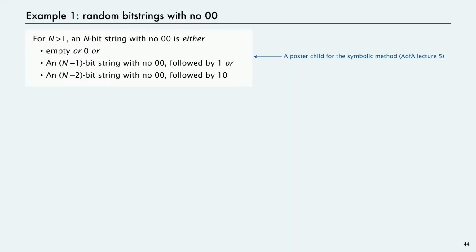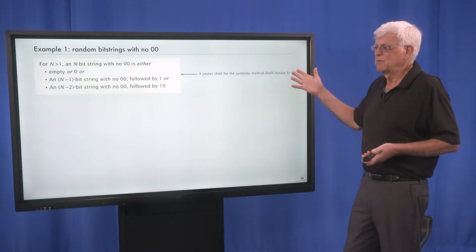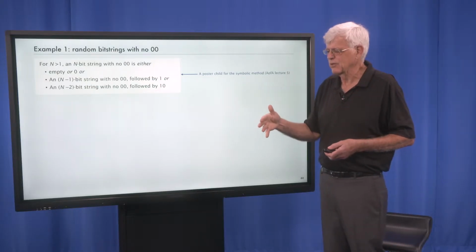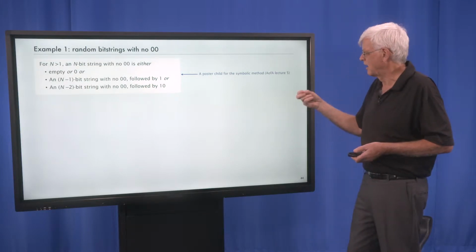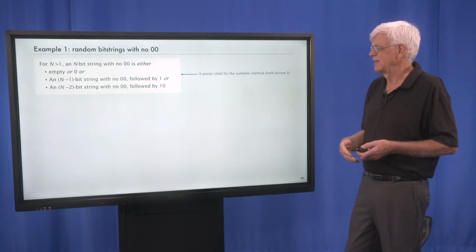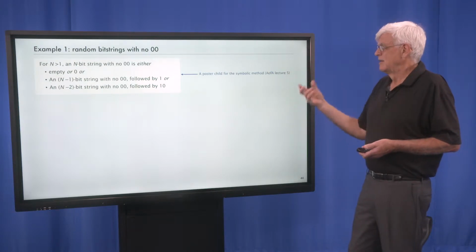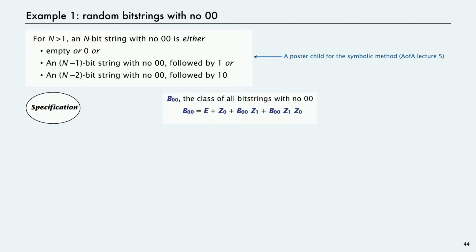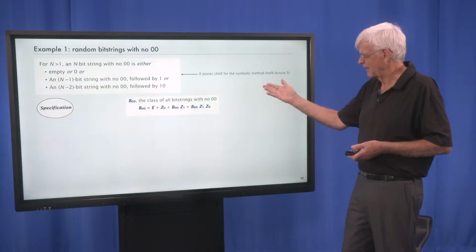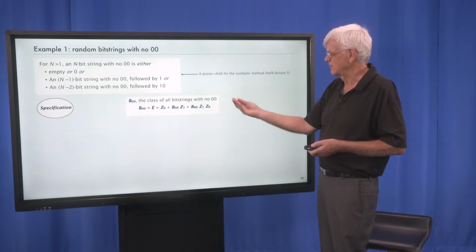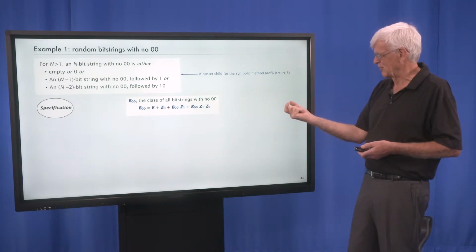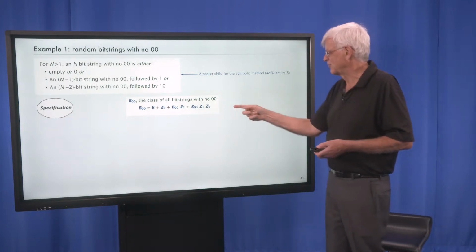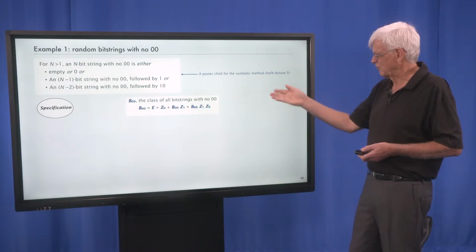Okay, here's a simple illustrative example: random bit strings with no 0, 0. When we introduced analytic combinatorics and analysis of algorithms in the online lecture, this was one of the examples that we used. So we can write a formal specification based on this informal description of what an n-bit string having no 0, 0 is. The class of bit strings with no 0, 0 is either empty, or it's 0, or it's a bit string with no 0, 0 followed by a 1, or it's a bit string with no 0, 0 followed by a 1, 0. That's the spec.